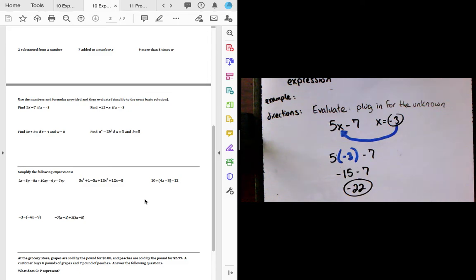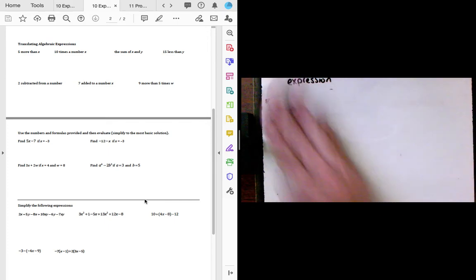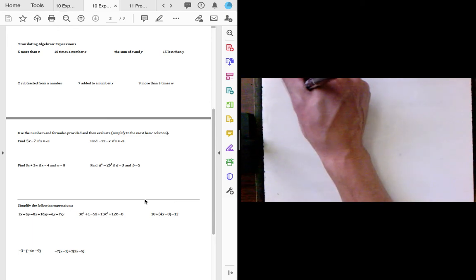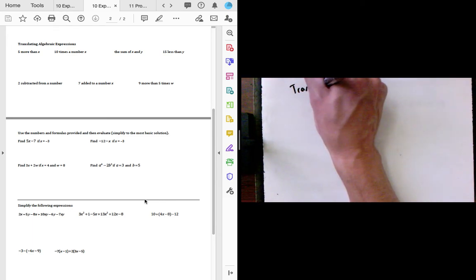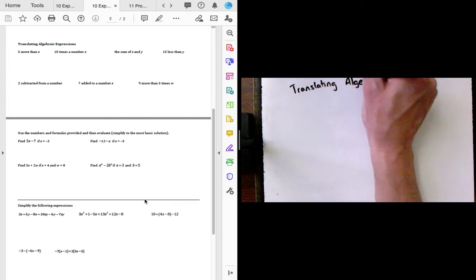So we've talked about evaluating algebraic expressions. We've talked about simplifying algebraic expressions by combining like terms. So we have one more thing that we want to talk about, and that is translating algebraic expressions. Translating algebraic expressions is going to be extremely important when we get to word problems.